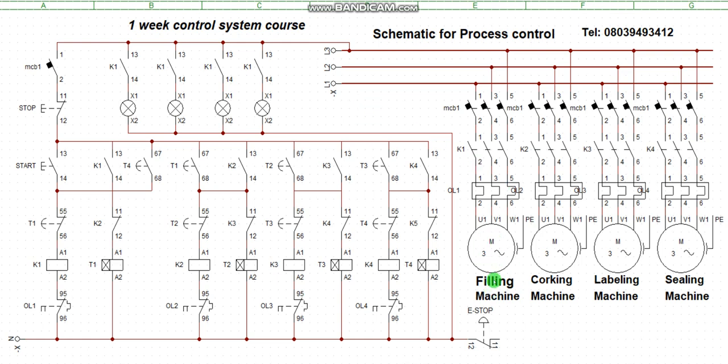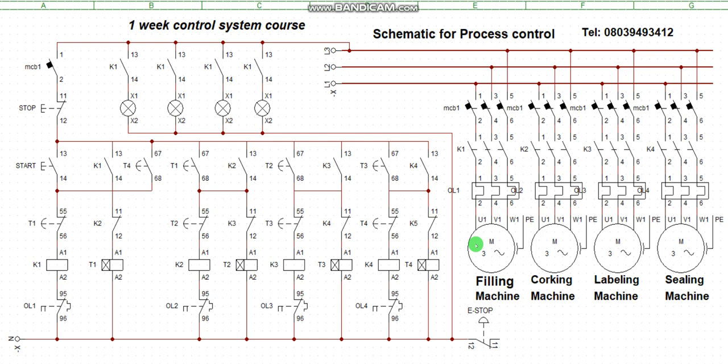Now, this is a filling machine and this is a corking machine. This one is a labeling machine and this is my sealing machine. The operation of this particular equipment depends on the control design of this particular portion.